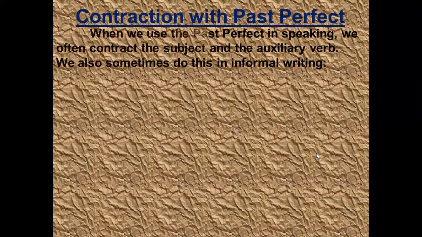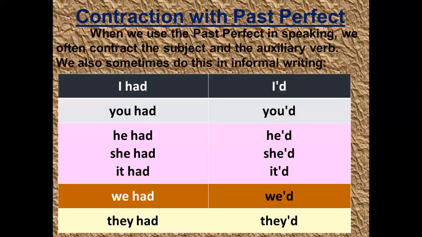Contractions in the past perfect. When speaking in the past perfect, we use contractions of the subject and auxiliary verb. We also sometimes do this in formal writing. You had, you'd, and you will see. He had, he'd. She had, she'd. It had, it'd. We had, we'd. They had, they'd.